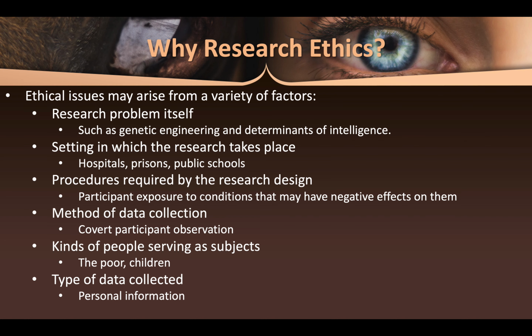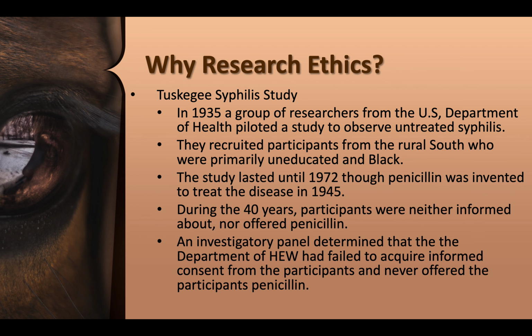Ethical issues may arise from a variety of factors. The research problem itself, such as genetic engineering and determinants of intelligence, can be a problem. The setting in which the research takes place, if it takes place in hospitals, prisons, public schools. Procedures required by the research design, participant exposure to conditions that may have negative effects on them. The method of data collection, covert participant observation sometimes is not complete. The kinds of people serving as subjects, the poor or children. The types of data collected, personal information, of course.